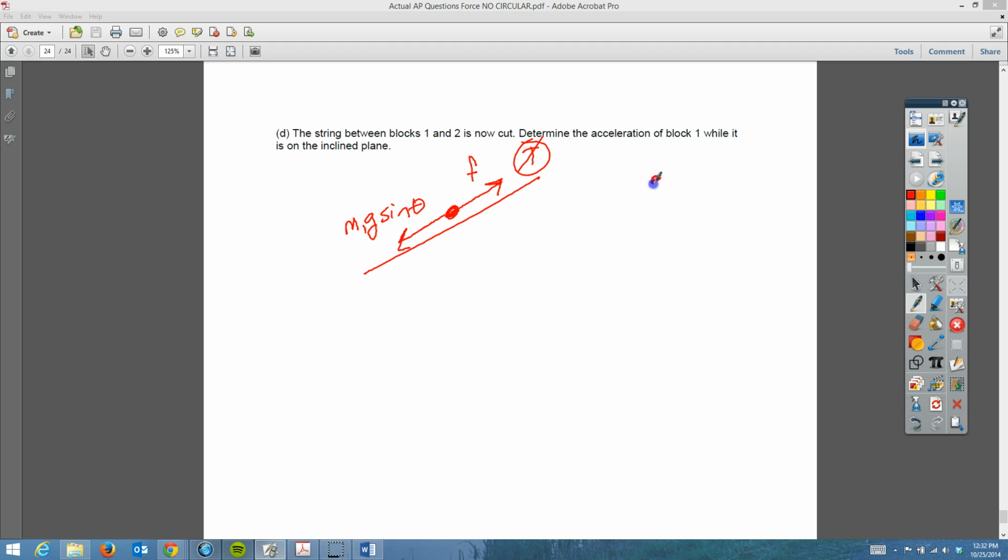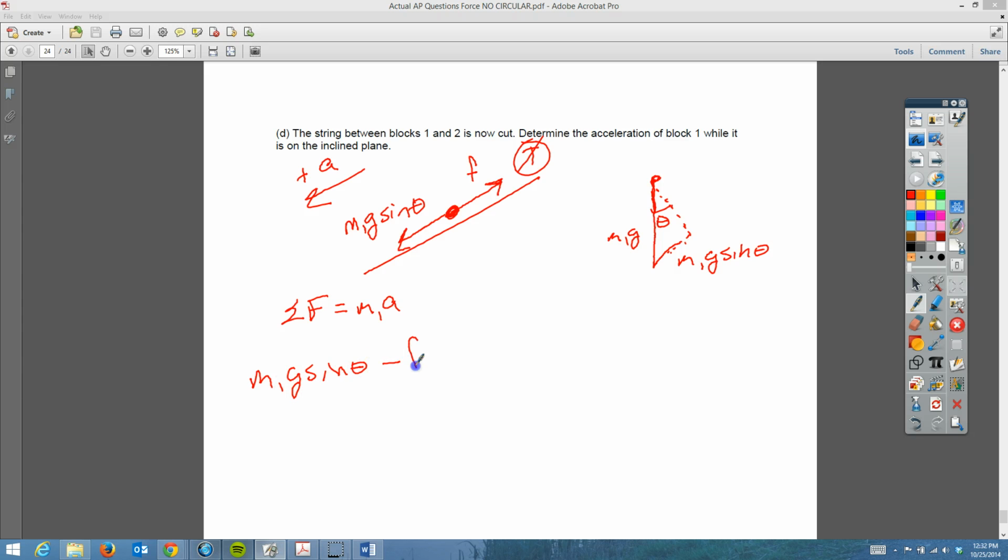If you don't remember that, remember we had to draw a triangle for this. We said that this was m1, and then this is the angle. So this is m1g. So this has got to be m1g sine of the angle because it's the opposite side. At this point, we want to find the acceleration. We know the sum of the forces, and let's make this way positive, is equal to m1a. So we're going to do m1g sine of the angle minus the friction is equal to m1a.